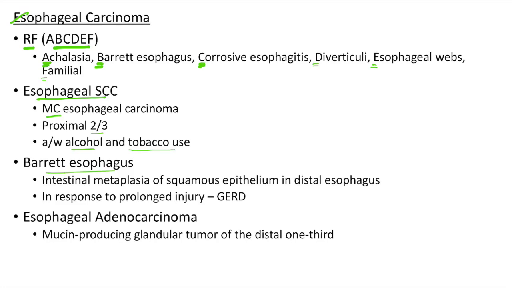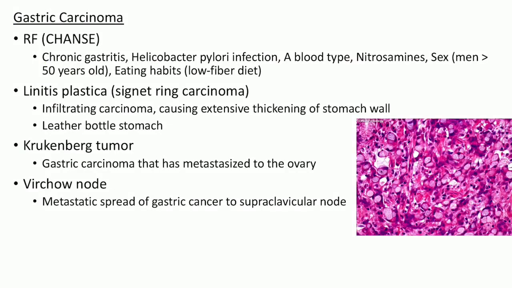Now let us see about Barrett esophagus. It is intestinal metaplasia of squamous epithelium in distal esophagus. It occurs in response to prolonged injury like long-standing gastroesophageal reflux disease. Esophageal adenocarcinoma is associated with Barrett esophagus. In this case, there is mucin-producing glandular tumor of distal one-third of esophagus. Remember, esophageal squamous cell carcinoma occurs in proximal two-thirds, whereas esophageal adenocarcinoma occurs in distal one-third. Esophageal squamous cell carcinoma is associated with alcohol and tobacco use, whereas esophageal adenocarcinoma is associated with Barrett esophagus.